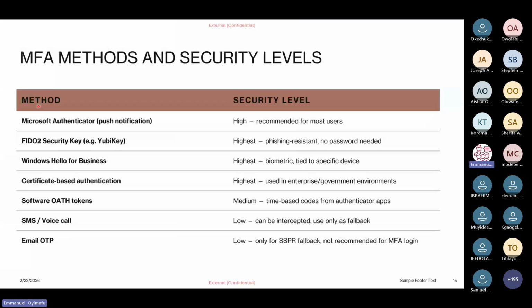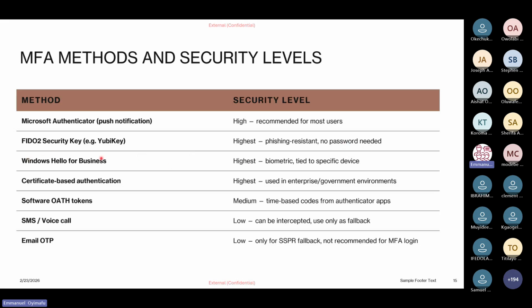So these are MFA methods and security levels. So we have highest, we have low, and we have medium. So we have Microsoft Authenticator, which is push notification. It is recommended for most users. So this one is okay. You can use it. But if you want to use maybe the highest form of MFA authentication method, so FIDO security key is actually highest because it helps in phishing resistance and you don't even need any password if you're using FIDO security key.